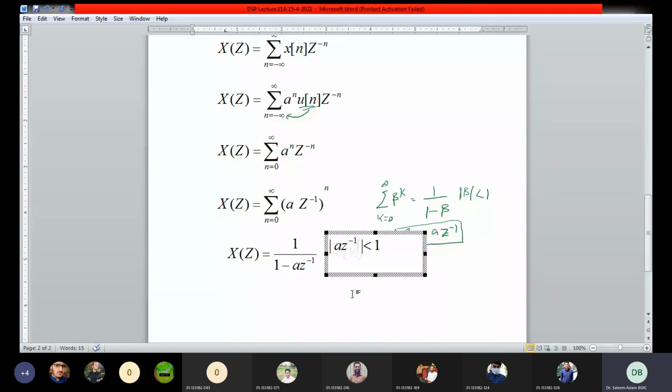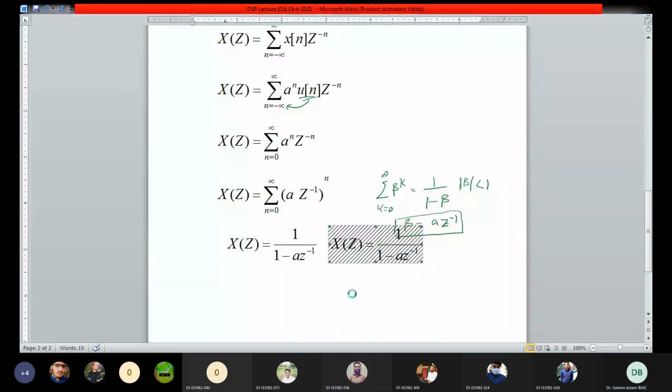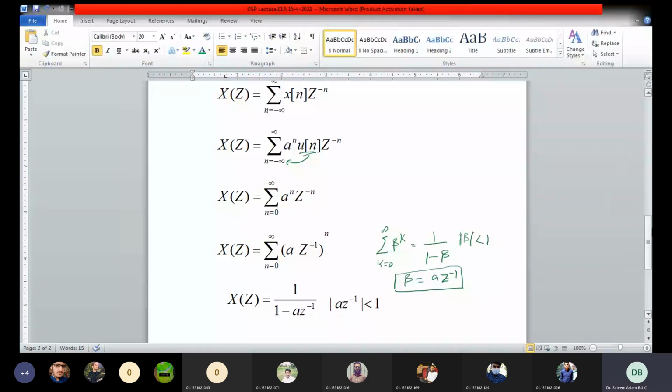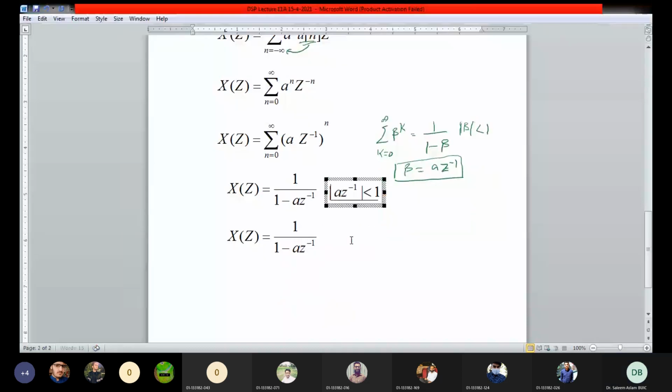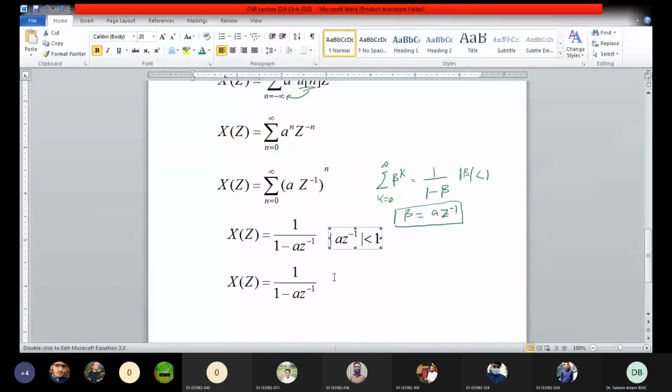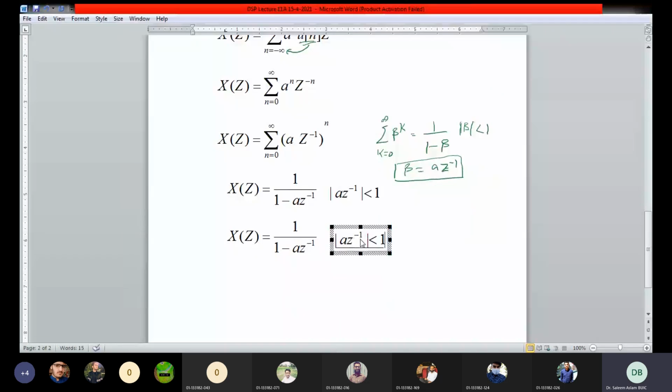Do you agree with this, beta? Yes, sir. So this is the Z transform expression for a to the n u of n, and this is the magnitude of a z inverse less than 1. Let's do one more step. The expression will remain the same. However, this would become a by z, right? a z inverse, so I can write this as a by z.